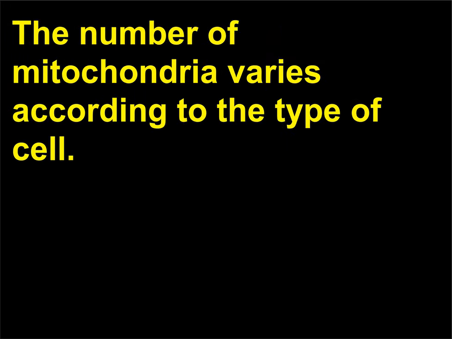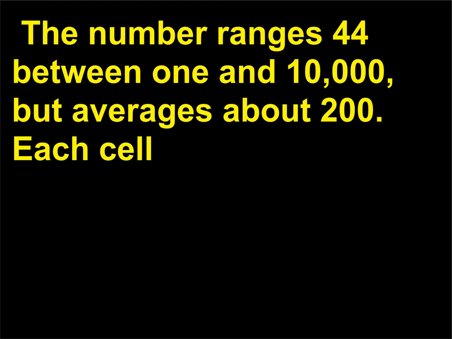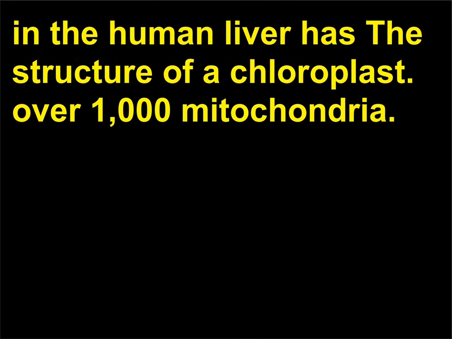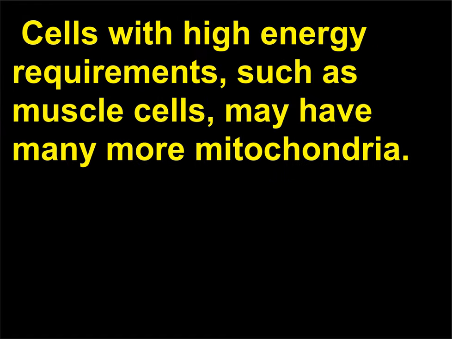The number of mitochondria varies according to the type of cell. The number ranges between 1 and 10,000, but averages about 200. Each cell in the human liver has over 1,000 mitochondria. Cells with high energy requirements, such as muscle cells, may have many more mitochondria.